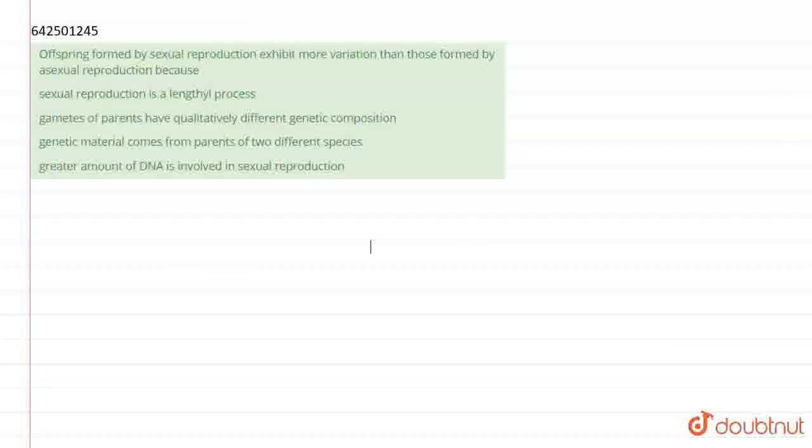Let's see the question. Offspring formed by sexual reproduction exhibit more variation than those formed by asexual reproduction because... So, the two keywords are sexual reproduction and variation. Variation is seen more in sexual reproduction compared to asexual. You have to tell what is the specific reason. The four options are given.